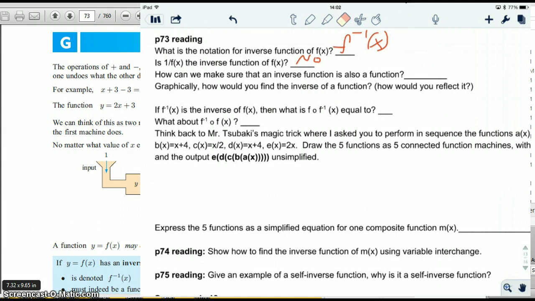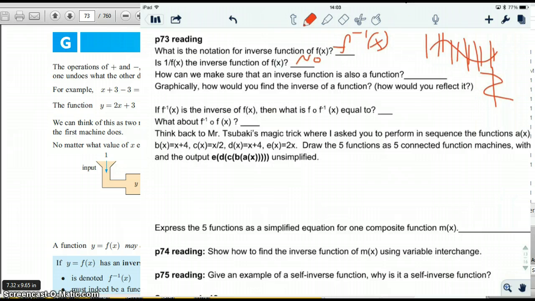Okay? How can we make sure that an inverse function is also a function? Well, you make sure an inverse function is a function the same way you make sure functions are functions. You use a test, such as the vertical line test. You have a function, and you draw a vertical line through it at any point, and it only crosses the function at one point, and then you know it's a function, right? If you have something like this, and you cross through it, and whoops, that hits it 3 times, so that is not a function, for example.